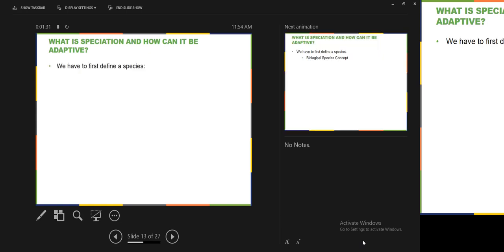So in order to answer this question, we need to define a species. And this is fun. So we have a couple of different species concepts or definitions. The first one's called the biological species concept. And this is basically what I've already said, that if two populations are reproductively isolated, they are separate species.